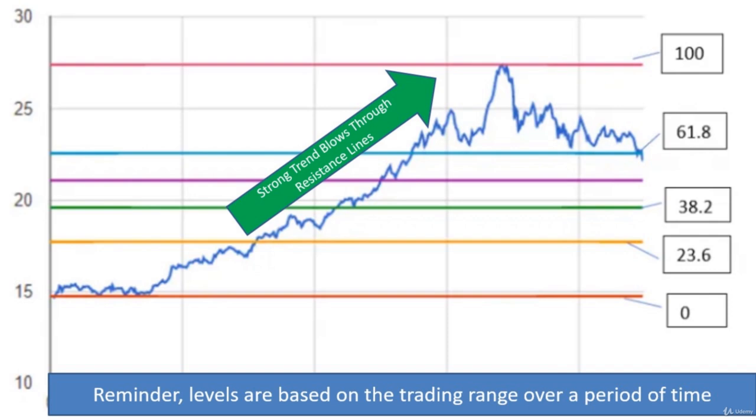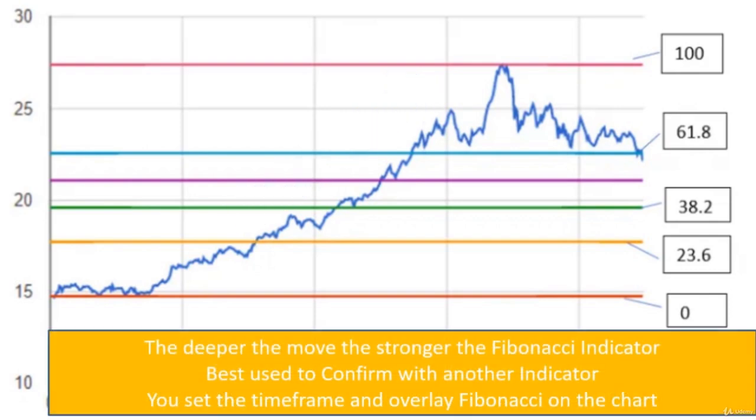One way you can look at that too is the deeper the move, the stronger the Fibonacci indicator. So if we looked at that and said, okay, 23.6 is not as deep a move, right? It's not as strong a move as, let's say, 38.2, or certainly 61.8 or 100.